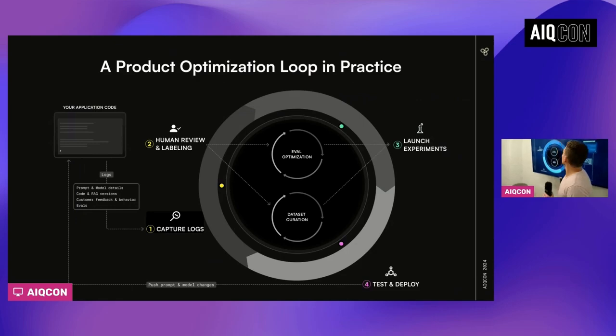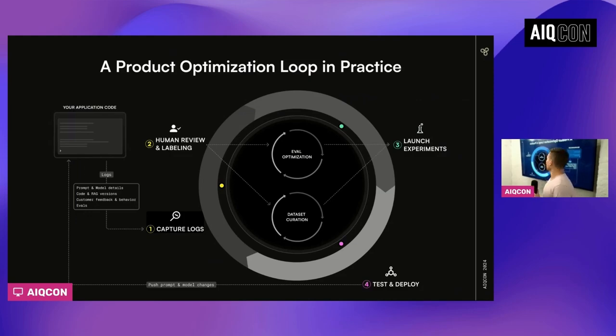So to review, that's the product optimization loop for LLMs. But the key thing I want to leave you all with is that building great AI products is a lot more than just capturing logs and creating some evals. It's about creating a repeatable framework to test and validate your LLM development cycle.